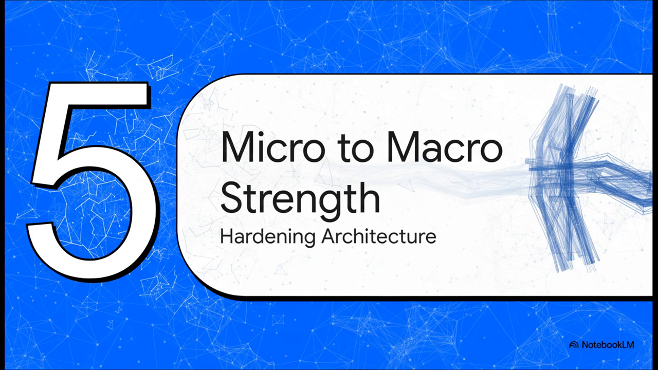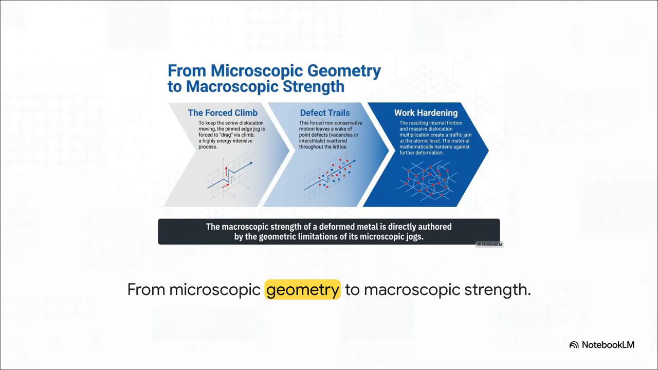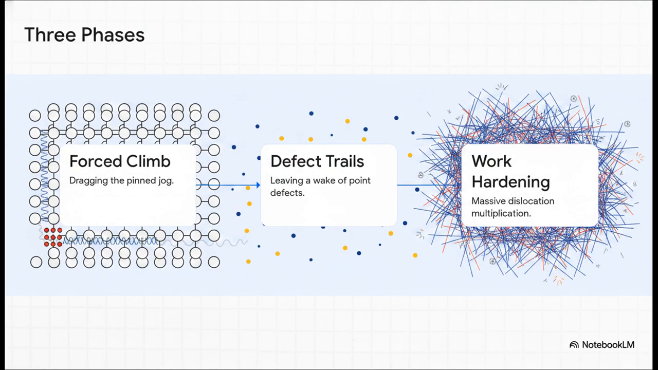Section 5. Micro to macro strength. The architecture of hardening. You guys, this is the moment where theory becomes reality. When you bend a paperclip back and forth until it becomes just too stiff to bend anymore, you are literally feeling this exact geometric causality with your own hands. We can trace it all the way from a single pinned microscopic defect straight up to massive macroscopic resistance. Let's look at the 3 phases of how this transformation actually happens. Think of it happening in 3 phases.